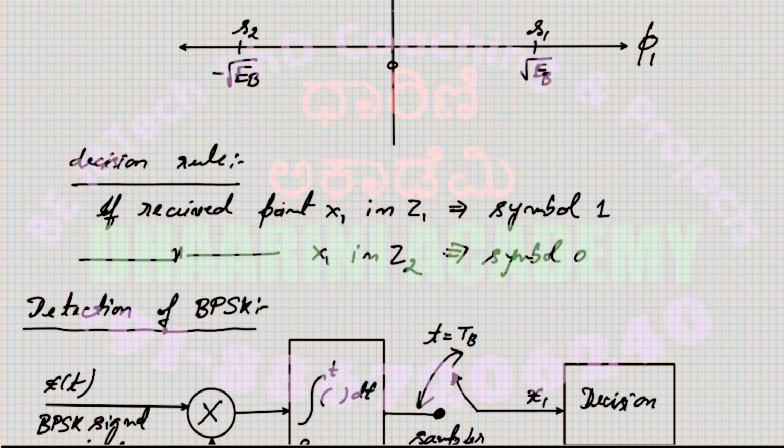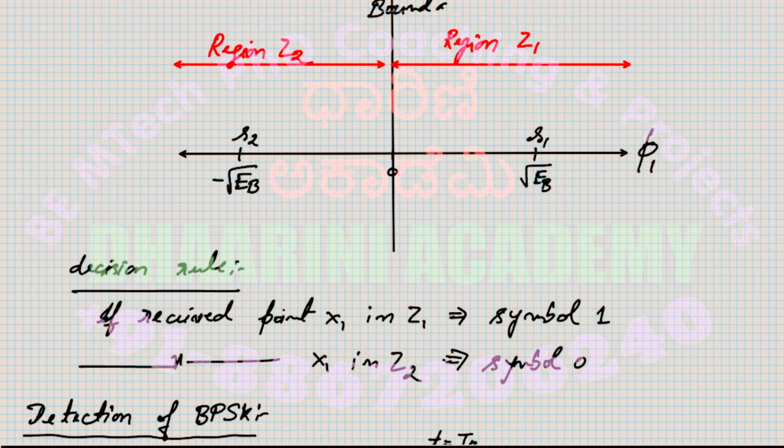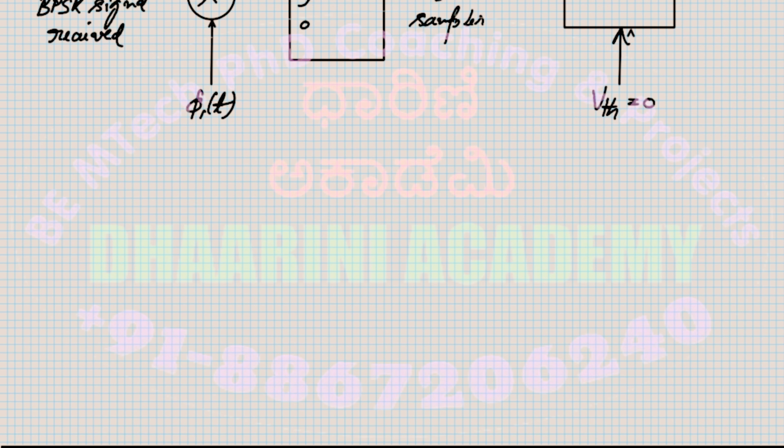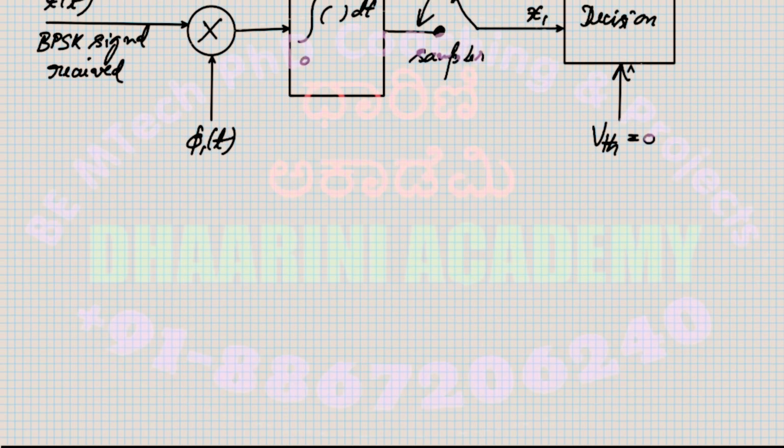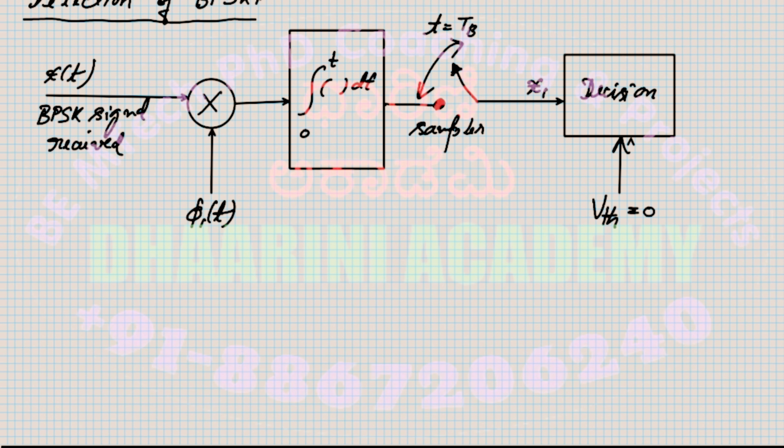So what is the threshold? The decision boundary. You can see that the decision boundary is at 0, so that's what will be used as V threshold. So VTH is equal to 0. Now this VTH we are going to use to make the decision to get the binary wave. This is the decision that comes out.